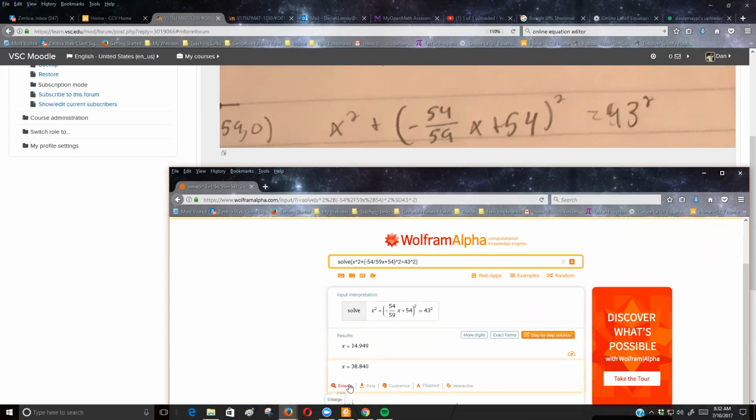Now you can go back in and solve for y using your negative 54 over 59 times your x. You'll have to do that for each of these x's, plus 54, and that'll tell me my y. And then you've got to use your distance formula. The other option you can do is, let me copy this because I don't have to retype that if I don't have to.